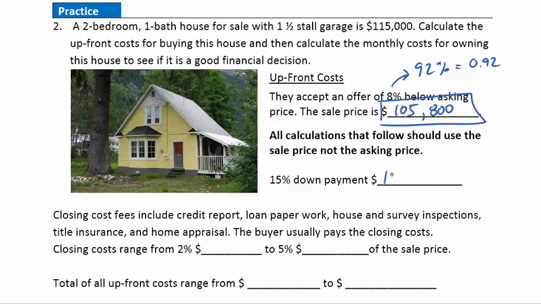So our 15% down payment is $15,870. Closing fees, 2%. Okay, so our closing costs range from 2%, $2,116, to $5,290 if it comes to 5%. Okay, total upfront costs range from, if we get 2% on the closing costs, $17,986, and if we end up being higher on the closing costs, we could end up being as high as $21,160.